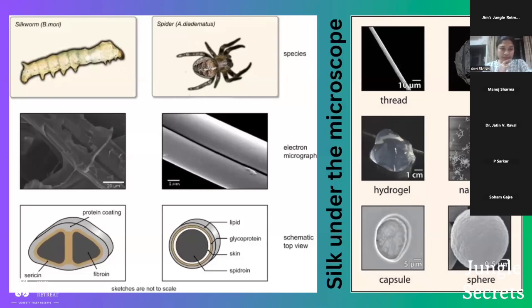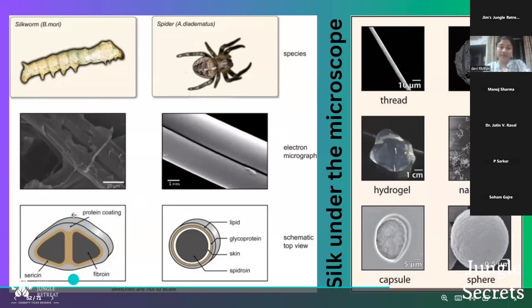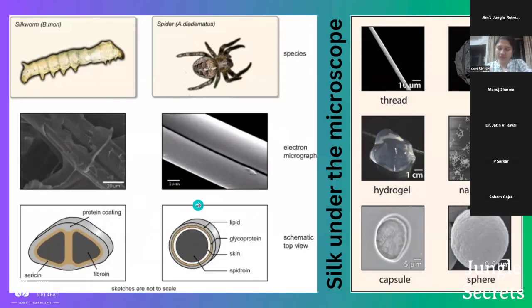This is a difference between a silkworm and the other silk. You can clearly see how the electron micrograph images tell you what exactly is the composition, how it is coated, and what gives the strength to spider silk over the insect silk. We have already discussed this in a short manner.